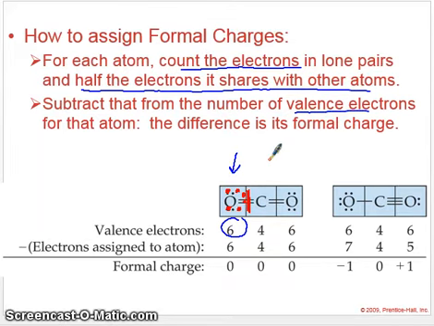I know that's a bit messy, but we have 6 valence electrons there for the oxygen. That's why 6 belong to it in the structure. So you take how many it brought minus how many belong to it, and that would be the formal charge. Same thing for the carbon.